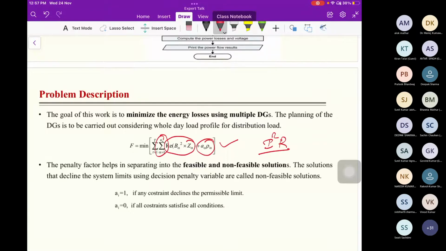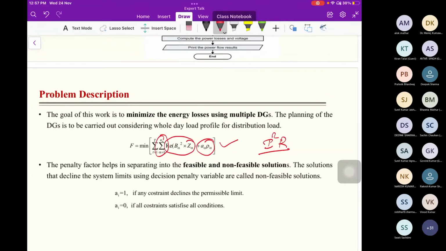What is the meaning of violating the constraint value? That means if we integrate the DERs, green technology, at any node, and after that the current carrying capacity value increases from the predefined value, that condition is the violation of the constraint.